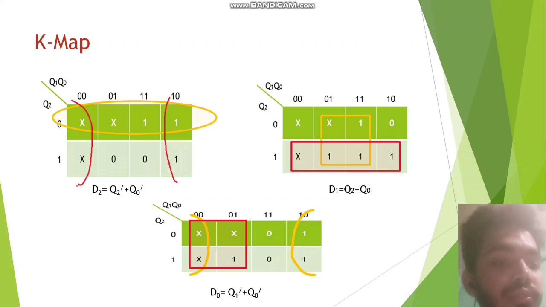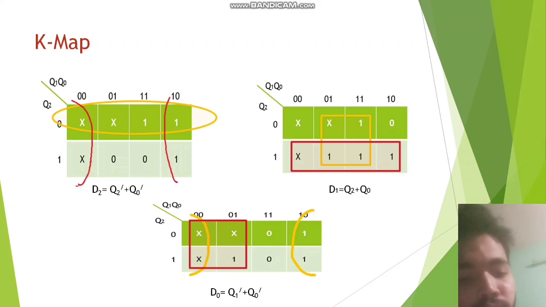Then we go to D1. In D1 we got the same things. We got two groups like 0 1, 1 1, and 1 0, and then 0 0, 0 1, 1 1, 1 0 with Q2 as 1. That's why D1 is Q2 plus D naught.